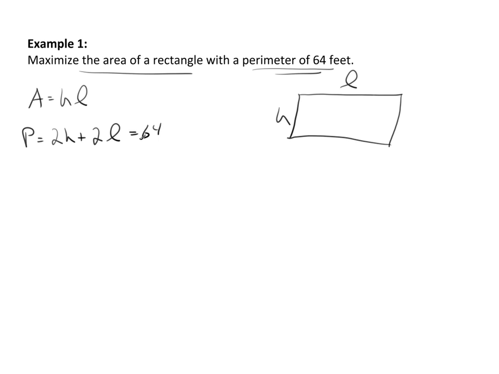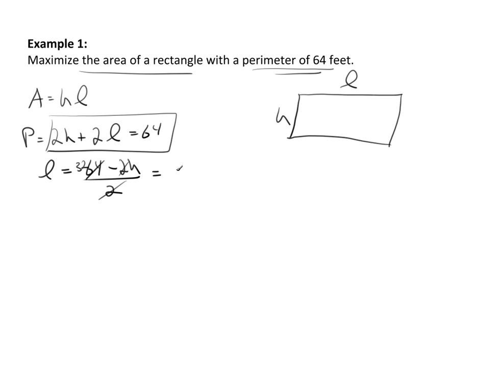So what I'm going to do now is I'm going to pick a variable. It doesn't matter, either L or H. I think I'll go ahead and work with L, and I'm going to write L in terms of H. So I'm going to solve this for L. That means L is going to be equal to, what do I have? 64 minus 2H divided by 2. Obviously this is going to cancel and give me 32. So this would be 32 minus H.